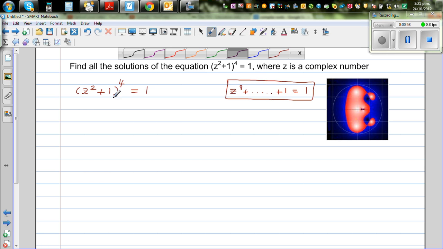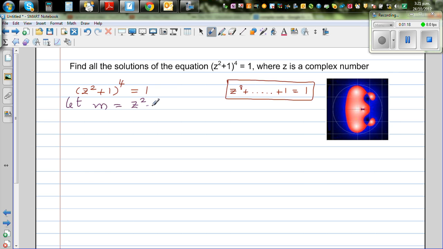So we can say z squared plus 1 would be, let's do a substitution that I think would be helpful. So let m be equal to z squared plus 1. So this means, can we say that m to the power 4 is equal to 1, which implies m1 is equal to 1, which is the fourth root of 1, which is 1. Okay, so you can say m1 is 1.